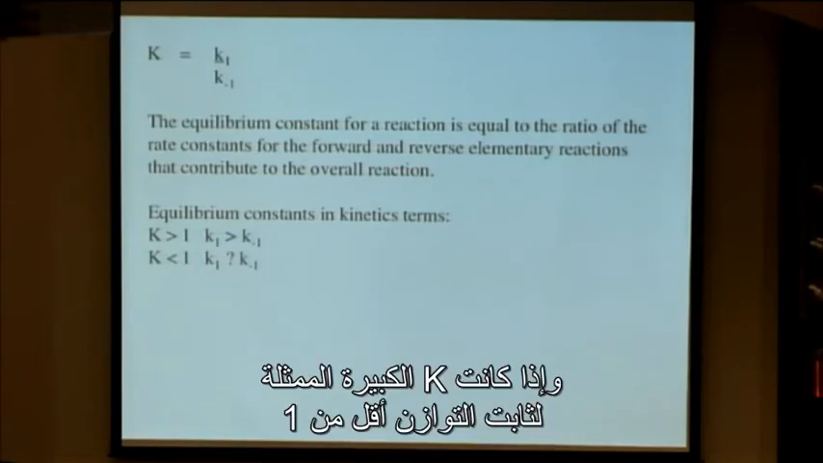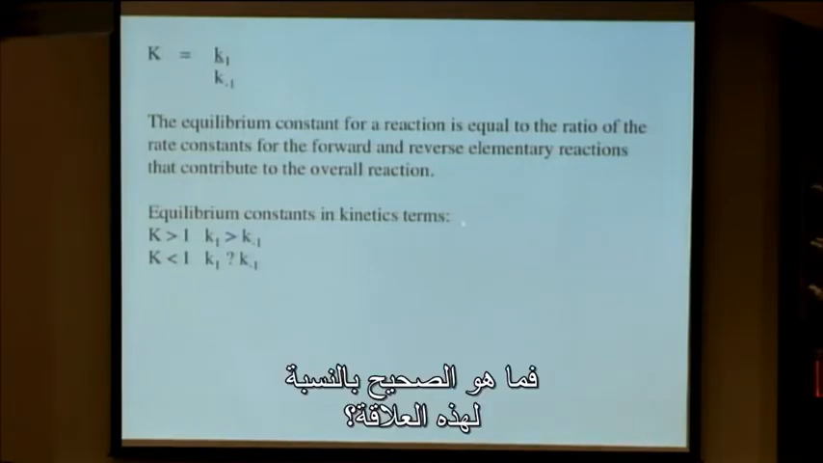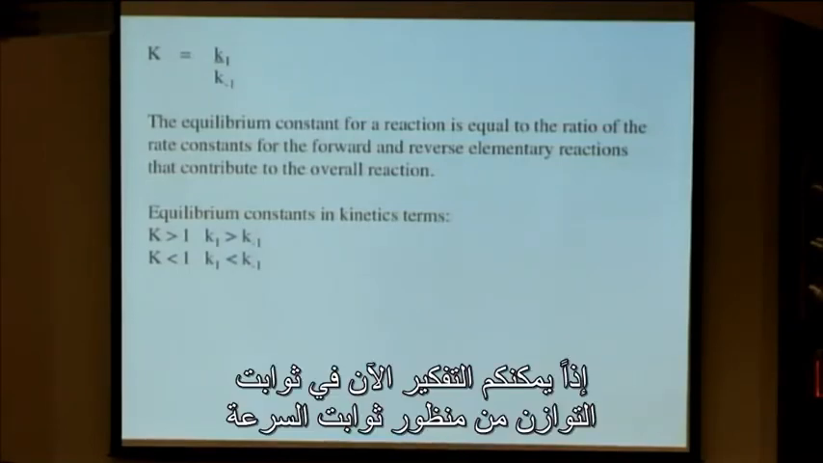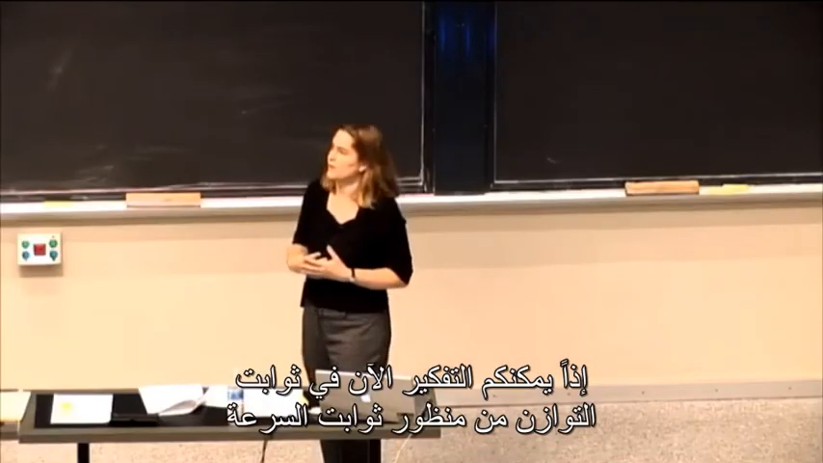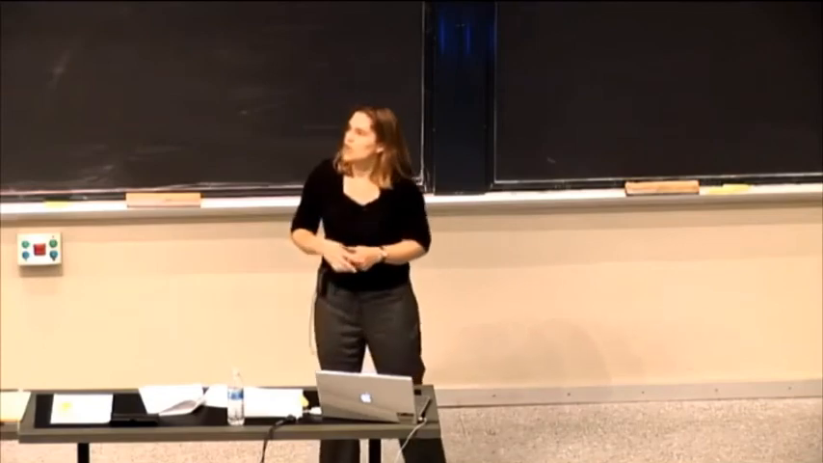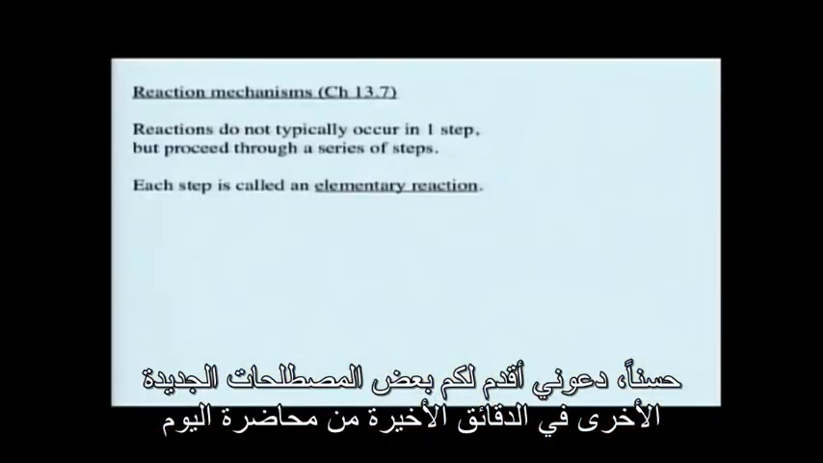And if K, big equilibrium constant K, is less than 1, if at equilibrium there are more reactants than products, what is true about this relationship? It would be less than. So you can think about equilibrium constants now in terms of rate constants, which we'll be doing a lot on Wednesday, too. All right. So let me introduce you to a couple of more terms in the last few minutes.